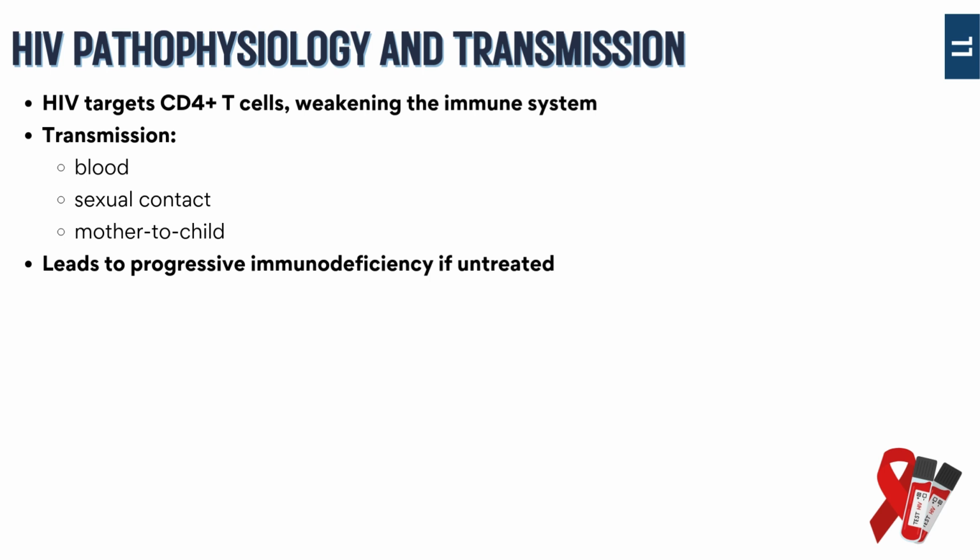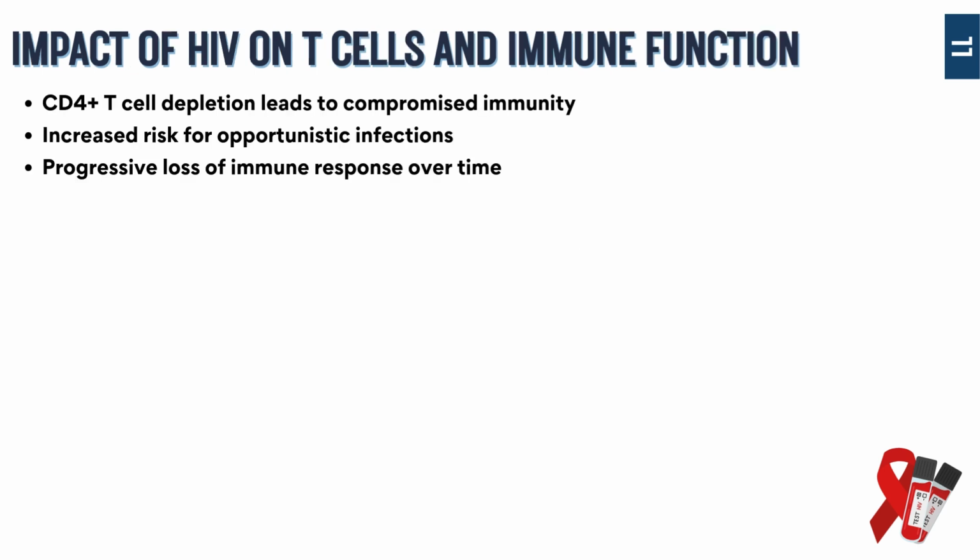Okay? Without treatment, the virus leads to immunodeficiency, making individuals susceptible to opportunistic infections and cancers. Remember, people don't die from HIV, they die from AIDS. They die from an infection because their immune system has gone bad, basically. Okay, so the HIV virus infects and depletes those CD4 T cells, which are central to immune function. As those cells are lost, the body's ability to fight infections diminishes, leading to a high risk for opportunistic infections, more commonly things like pneumonia, but also things like tuberculosis.